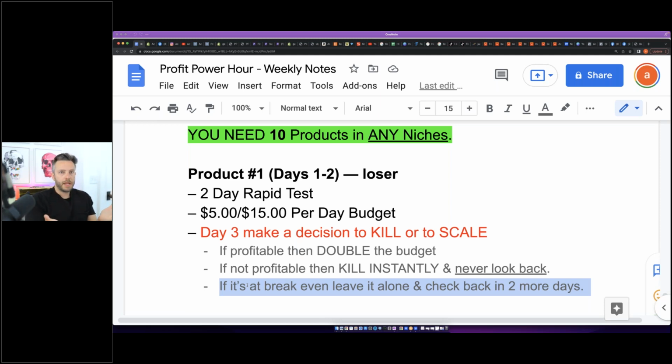It's a simple plan. Launch a product, let it run for 2 to 3 days on a teeny tiny budget. At the end of that 2 to 3 days, check it. Has it made money? Is it profitable? If yes, double budget. If it's lost money, kill it. Never look back. Don't beg it to work. If it broke even, let it run 2 more days and let's see where we're at because it's showing a little bit of promise. Make sense?